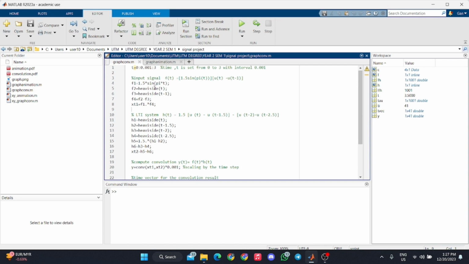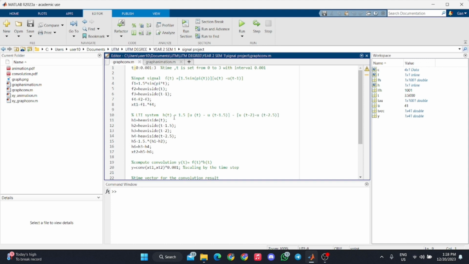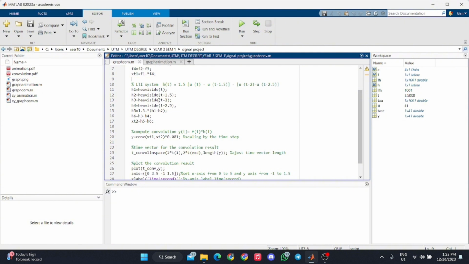So here is our MATLAB code. From the start, we set the time t from 0 to 3 with an interval of 0.001. The input signal for our question is like this. So we code here, the heaviside is meaning unit step function. We code like this according to the question. And for the LTI system, we also follow the question given. Then we follow the same code here, and we will get the result.